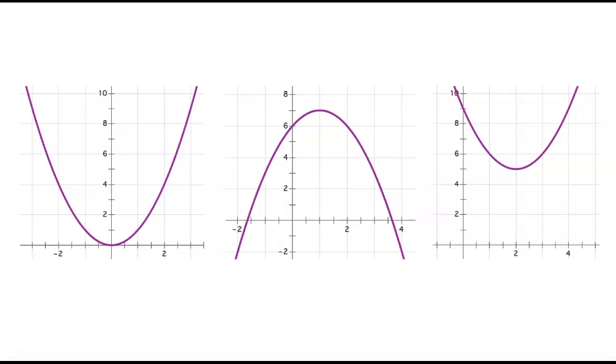The first one is the most basic form of a quadratic function. This is f of x equals x squared. It's a parabola that opens up and crosses the x and y axis at the point (0, 0). We can also have quadratic functions that are a parabola that opens down or is in a different location on the graph.